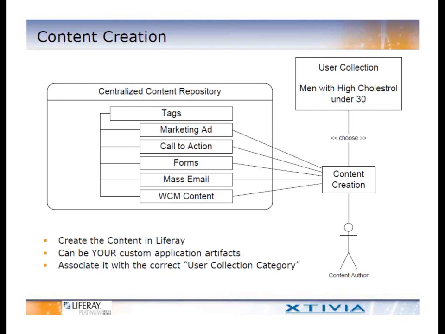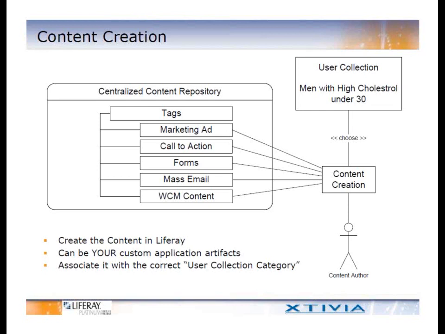So they'll log in as the content author role into Liferay. They'll go into Web Content Management. And when they're in Web Content Management, they will go down to a categorize page. On that page, we've added some additional widgets, buttons basically, where they choose the user collections as if it's exactly a tag. So they click a button that says user collections. The screen pops up just like it does for adding categories from Liferay. They scroll down the list to the appropriate one, which is the men with cholesterol under 30. They choose that one, and they save the piece of content.